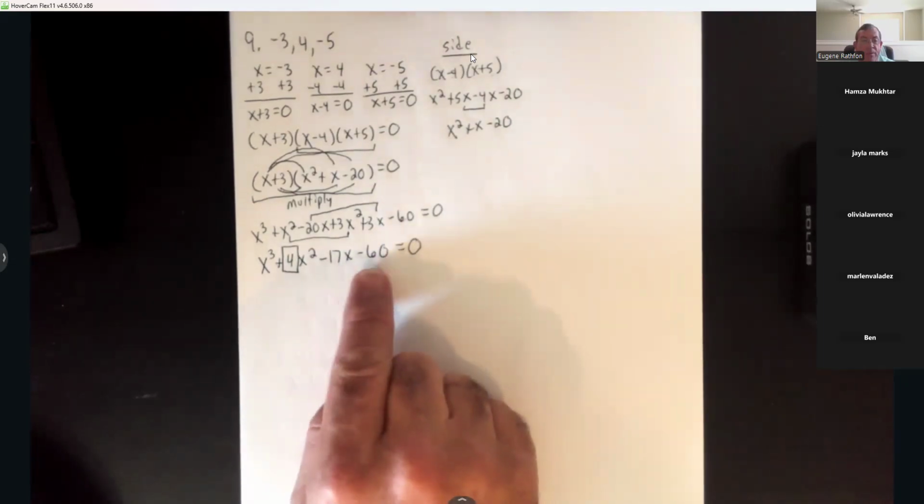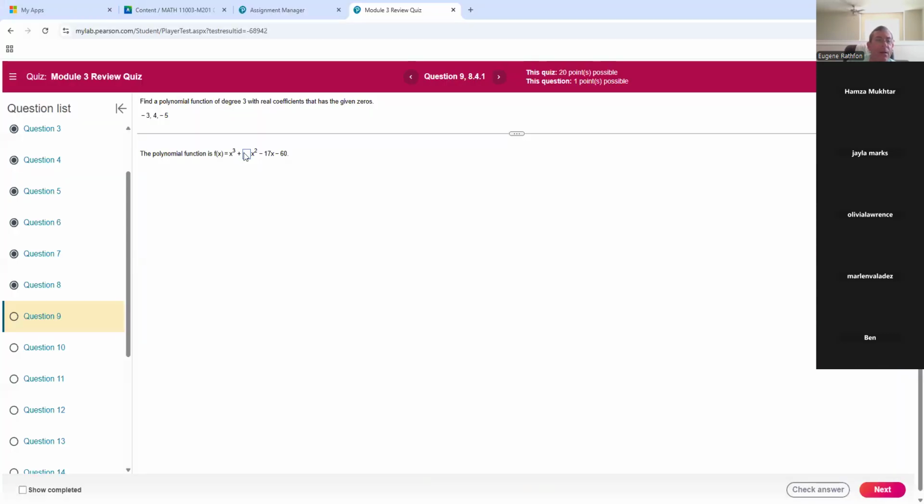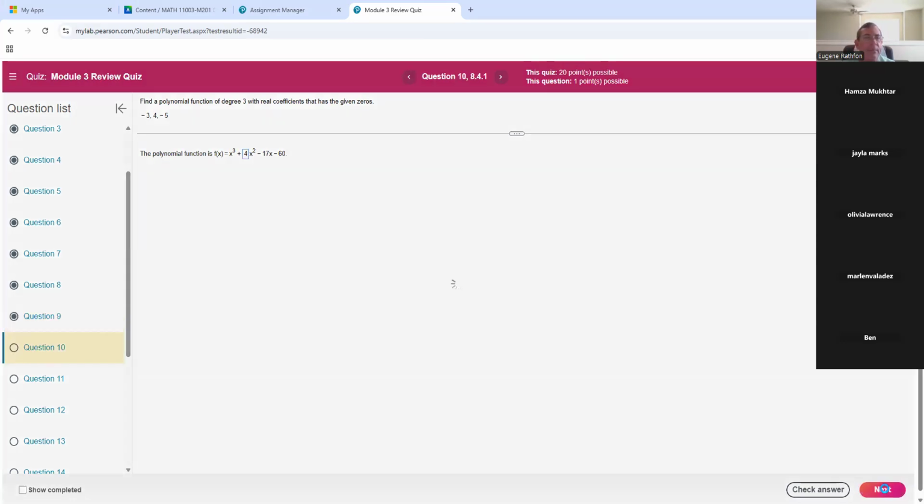But y'all look at that. All the rest of our numbers are going to match also. So let's go to MathLab. So see, they got the negative 17x minus 60. All you had to do is come in here and put in a 4 on that x squared, okay? All right, at that point, hit next.